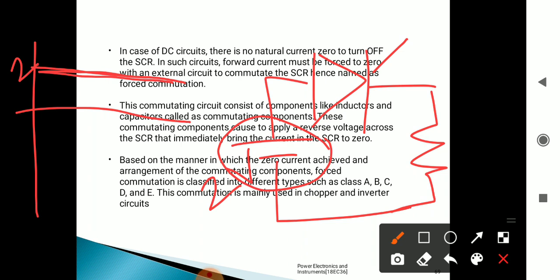For your syllabus, again in a DC type of source, that is forced commutation, there are different classes, that is class A, B, C, D, E, and F is natural commutation. For your syllabus, we have to study class A as well as class B type of commutation. So this is about natural as well as forced commutation.